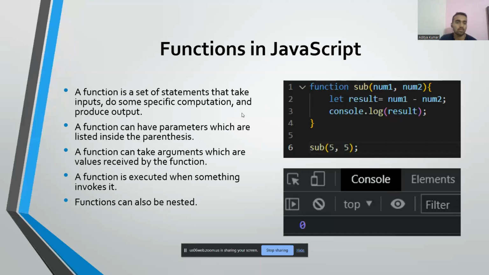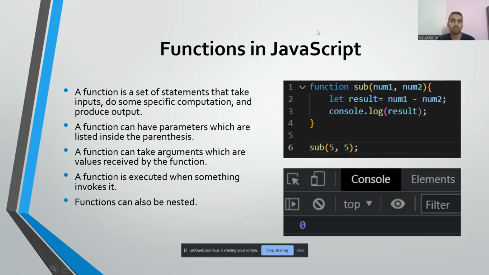So a function in JavaScript is a set of statements. It basically takes inputs, does some computation, and produces output. It can have parameters and arguments. It gets executed when something invokes it. Functions can also be nested.